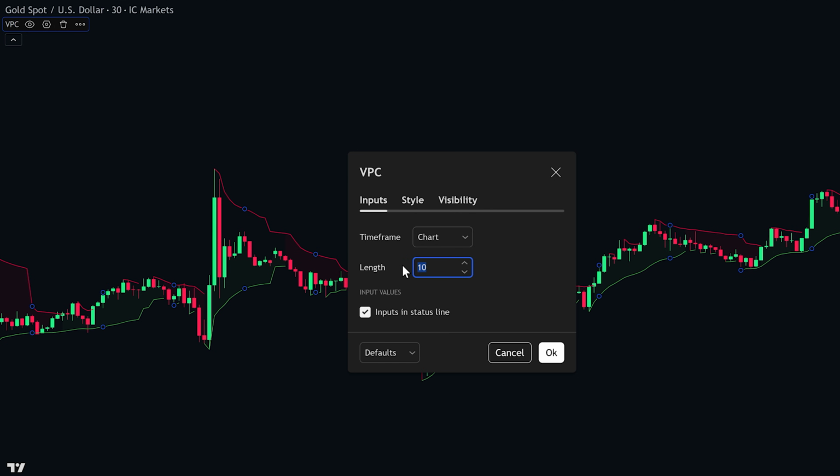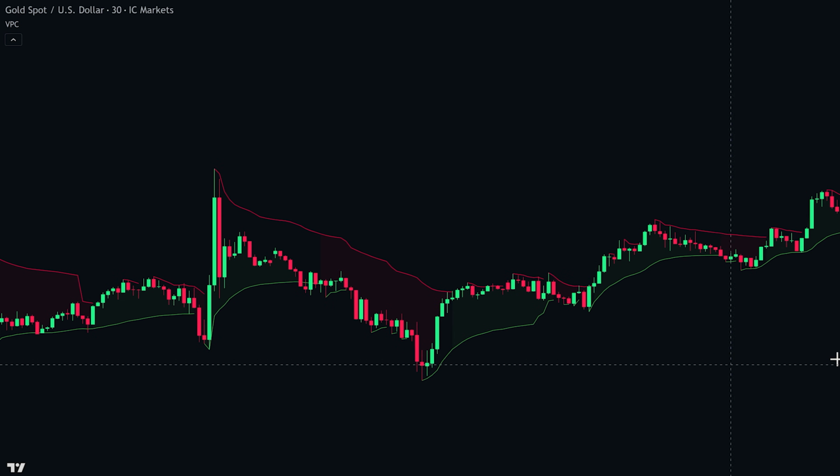For this video, I'll just stick with the default value of 20 so you can see how it works right out of the box. That's really all you need to adjust. Once you've made your changes, just click OK, and the settings will apply directly to your chart.